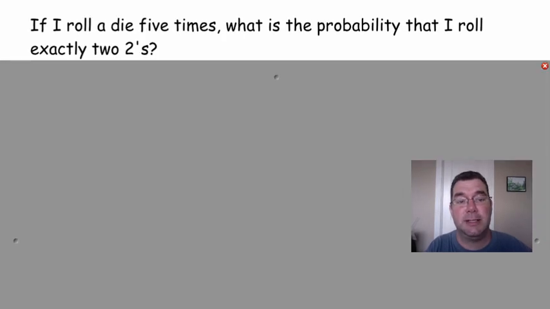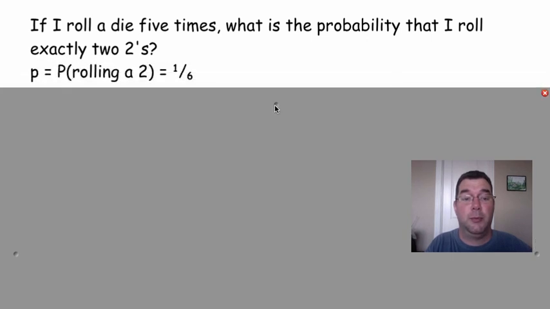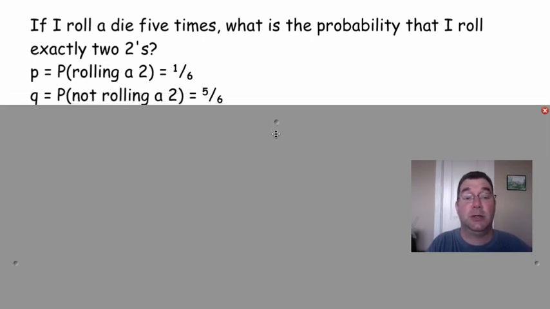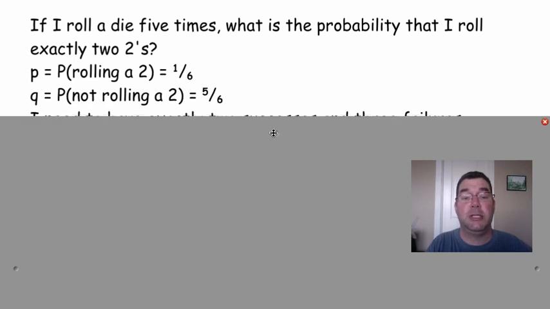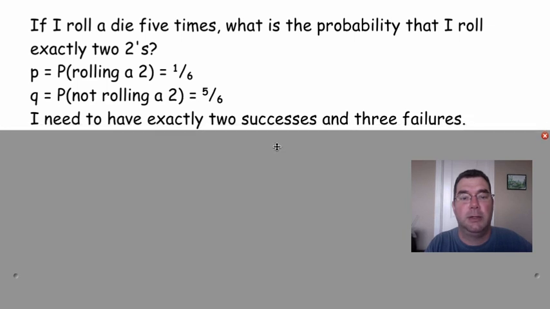Let's talk about a specific example about rolling a die 5 times, and I want to know the probability that I roll exactly 2 2s. The other 3 rolls can be anything else, but 2 of them have to be 2s. So I look at the probability of being successful, and I call that little p, and that is 1/6. And so little q is the probability of failing, which is 5/6, meaning I can roll anything else other than a 2 in order to fail. So I need to have exactly 2 successes and 3 failures. Now notice that they don't have to happen in that order. I'm not going to necessarily be successful on the first 2 rolls and then fail on the last 3.